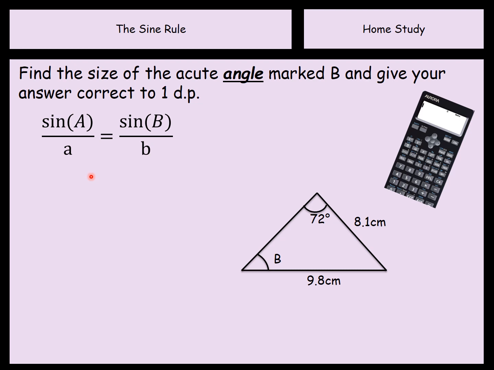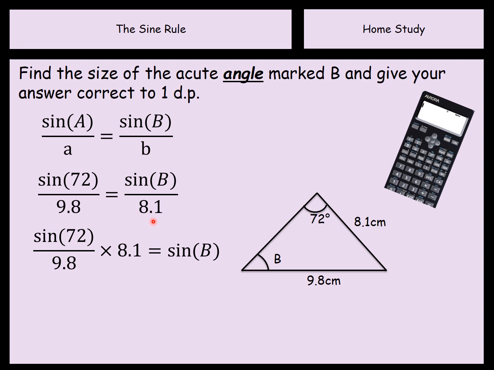Next step, substitute your numbers in. So A we're saying is 72. So sin 72 over little a, 9.8. This side here, 8.1, is our little b, and we're finding the angle. So we're leaving it as sine b to start with. Next step, this 8.1, we're moving across to the other side. So now we've got something I can type in our calculator.